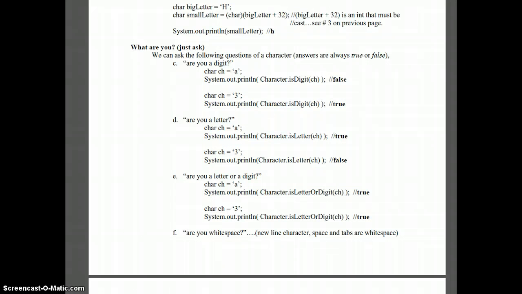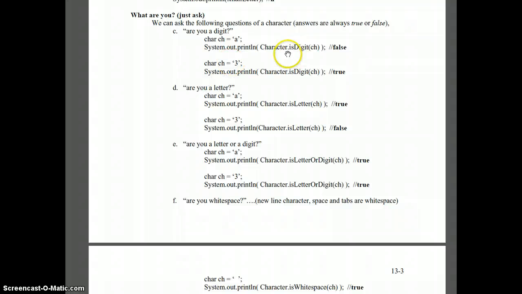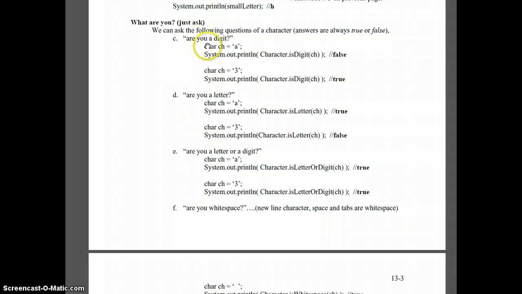All right, so if you look in your book on page 64, there's this thing called What Are You? If you remember back when we learned the Math class, it was like Math.sqrt, Math.pow, all that good stuff. There's another class called Character, so you can run tests on the characters you insert. So you can ask things like, are you a digit? Pop in a character. If it's a digit, then it comes back true. If it's not, it's false. You can ask if you're a letter or a digit. If it is a letter, by running the Character class, it's true.